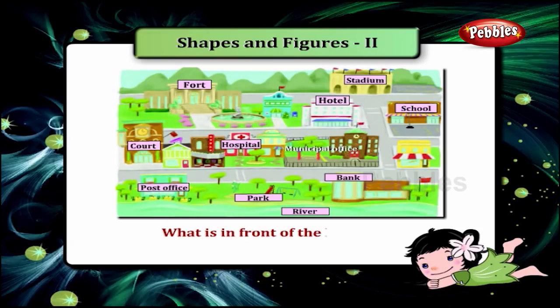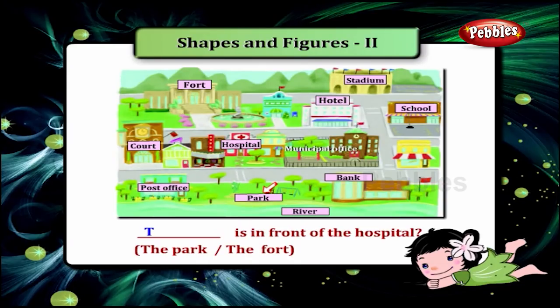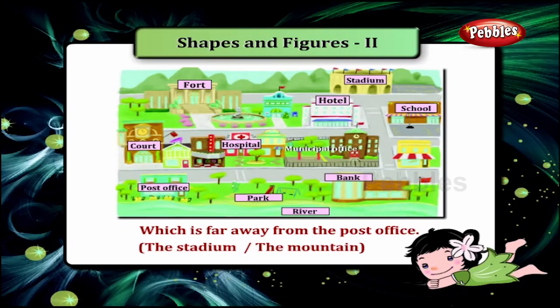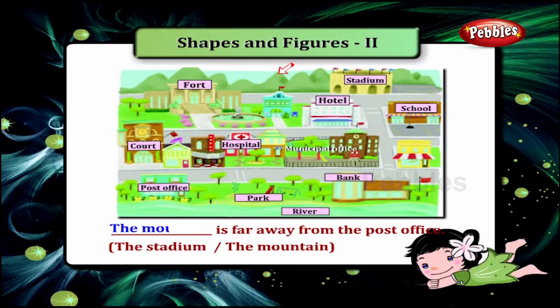What is in front of the hospital? The park or the fort? The park is in front of the hospital. Which is far away from the post office? The stadium or the mountain? The mountain is far away from the post office.